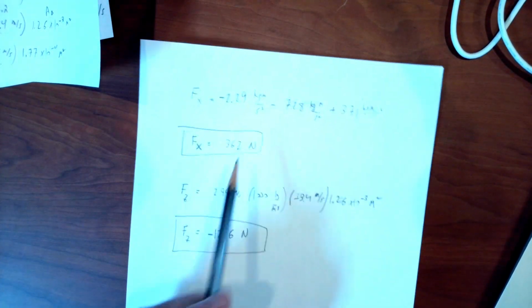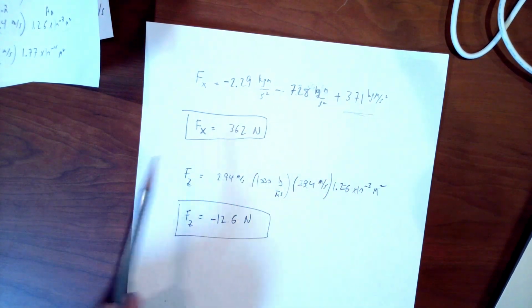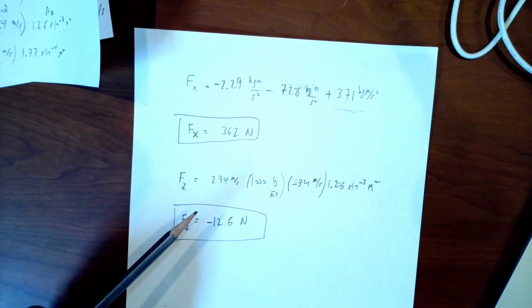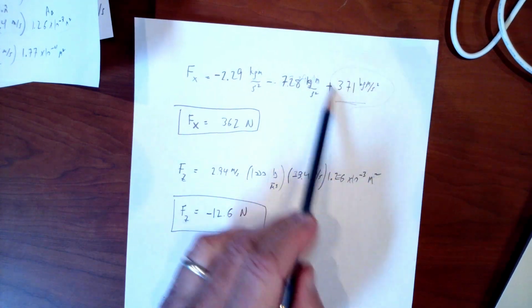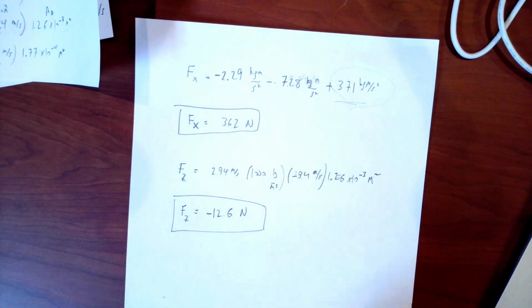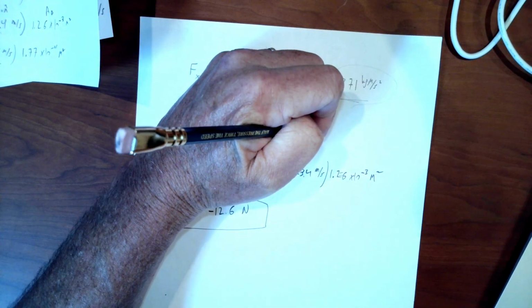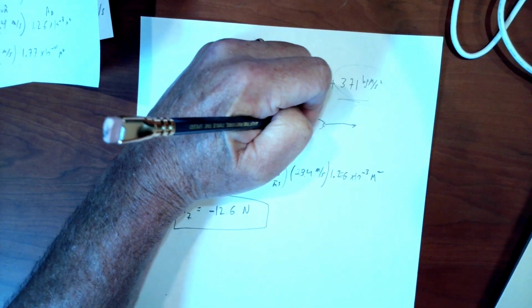When I add all of that up, here are my numbers: negative 2.29, negative 7.28, and then look at this one. Wow, really fast. That's because it's a squared relationship, so a change in velocity has a huge effect on the answer. When I add that all up, I get 362 newtons in the positive direction. Again, you're seeing a lot of force coming because of this high speed flow coming out.